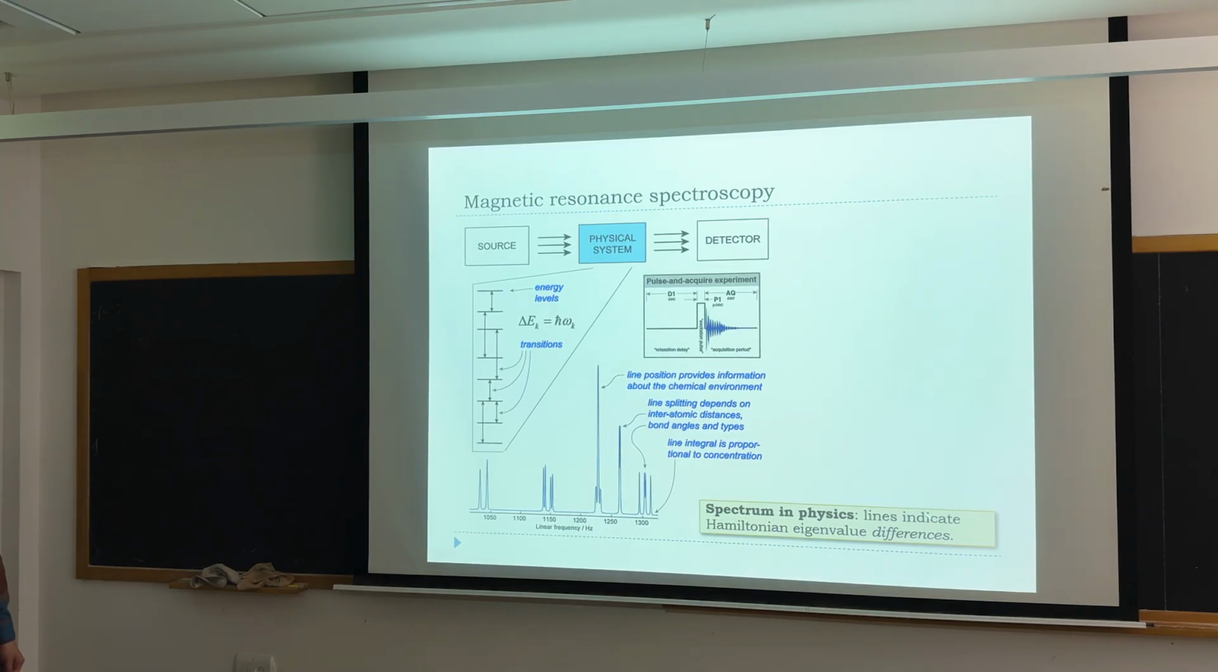And a reminder to physicists that what we call a spectrum in electromagnetic spectroscopy is Hamiltonian eigenvalue differences, right? So these are energy level splittings there.